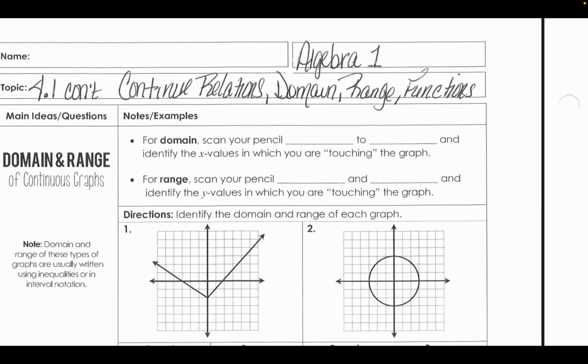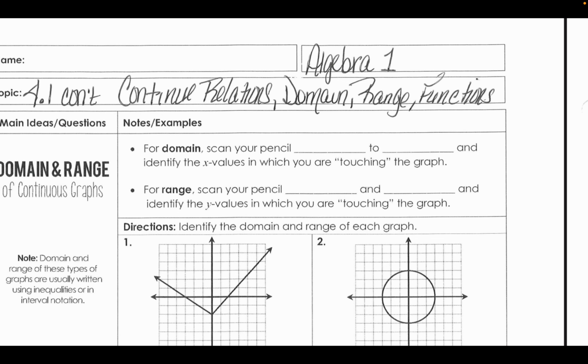So domain, it's a good idea to scan your pencil or your mind or your finger or whatever, left to right. And the reason why I'm saying left to right is because you go least to greatest for the x values, and least to greatest is left to right.